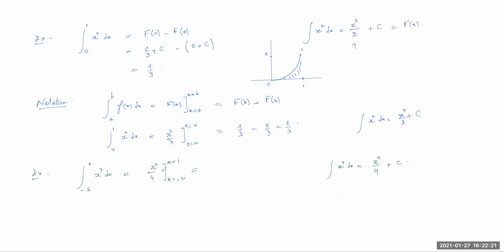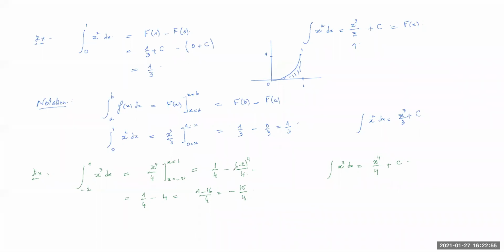So I will substitute the value of x by 1. So 1 over 4 minus, I will have minus 2 to the power 4 over 4. If I compute, I can simplify the 4 and 4. So it will be 1 minus 16 over 4, which is minus 15 over 4. Okay, so this is the area.